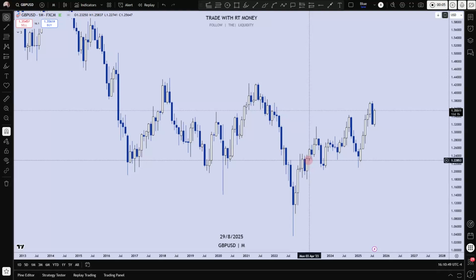We're looking at the pound USD, the pound USD cable. Cable, that's what we'll call it. All right. So we're looking at the monthly time frame. We're going to jump right into this. All right. What happens? What are we looking at?